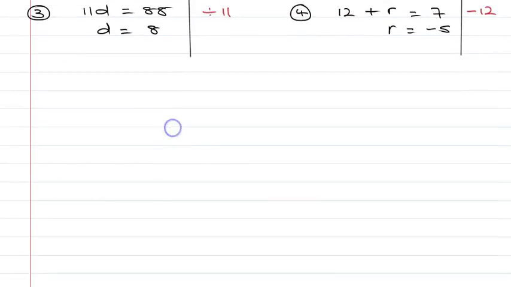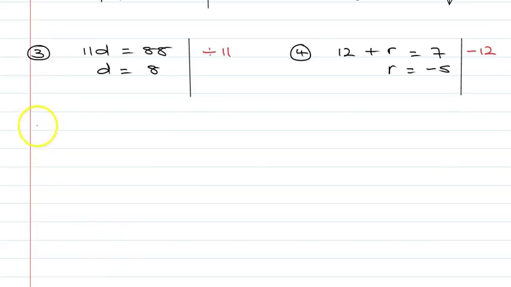Now you can even do these with fractions as well, so I'll just do one last example. Let's do 5/8 equals m plus 1/8. Now if you looked at my videos for adding and subtracting fractions, you'll know that the denominators have to be the same, and in this case the denominators are the same.